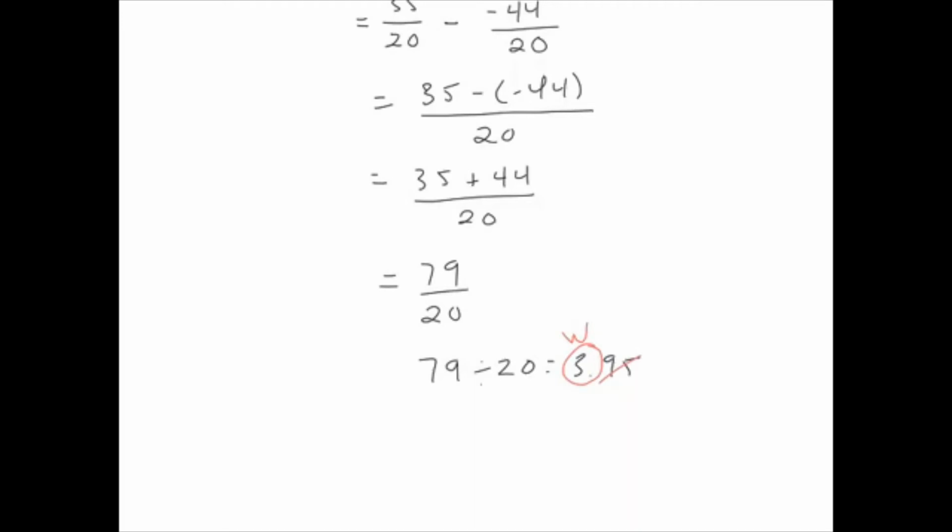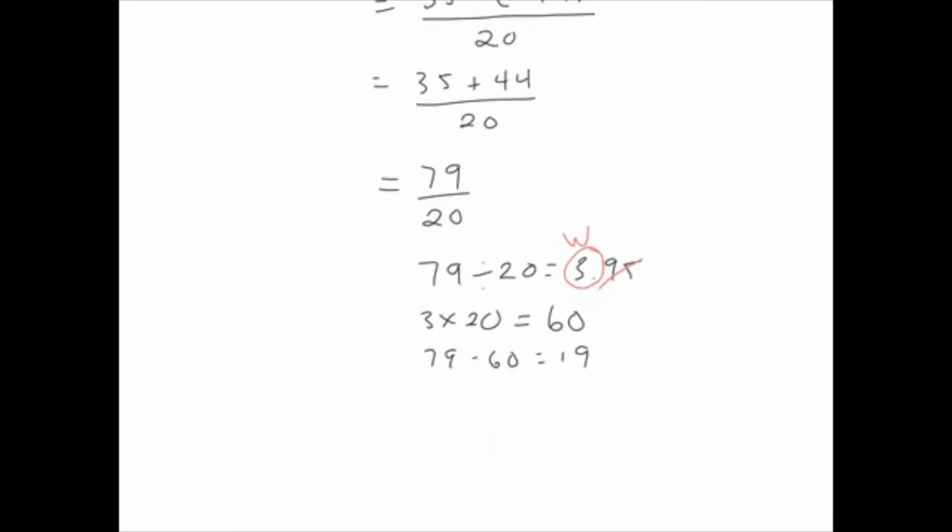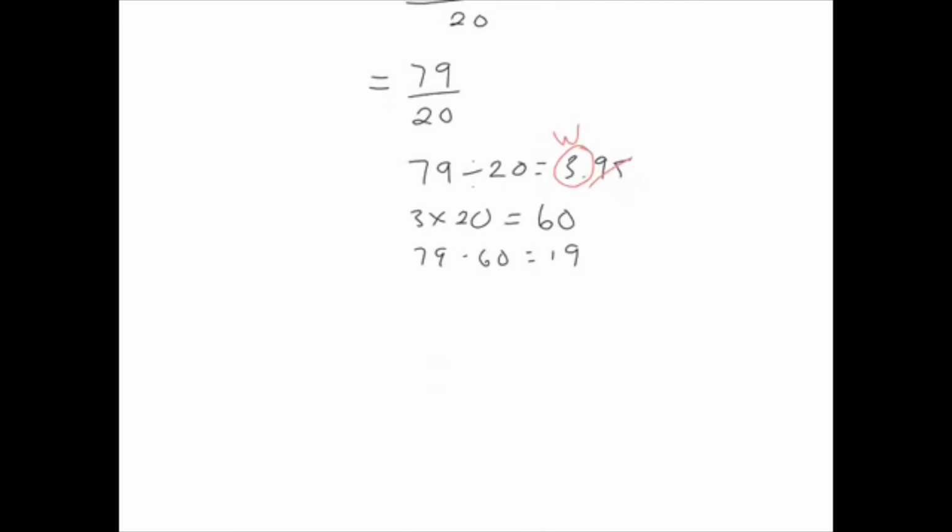But my second step is I'm going to take that 3 and I'm going to multiply that by my denominator, and I get 3 times 20, 60. And now I'm going to take my original numerator, 79, and I'm going to subtract 60, and that leaves me with 19. This is now going to be my new numerator.